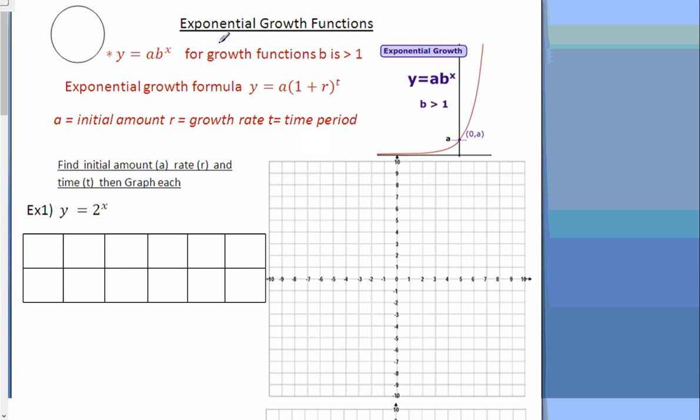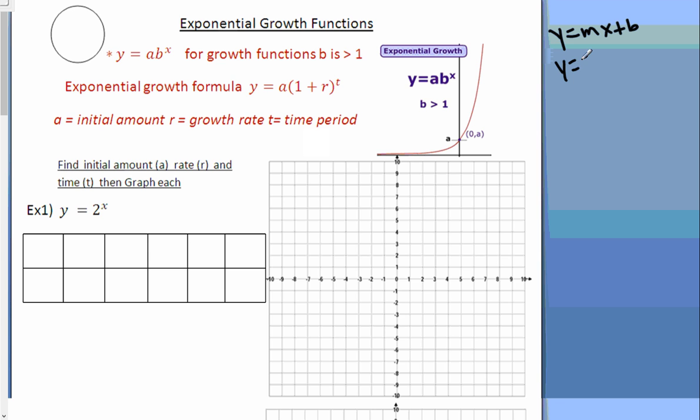Okay, today I'm going to be teaching you about exponential growth functions, okay? We really haven't done anything similar to this yet. Remember, the only thing we've done so far is we learned how to graph y equals mx plus b, okay? And what was important here was that the power of x is 1, right?